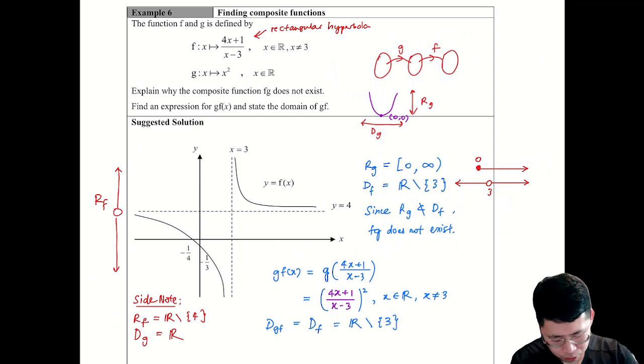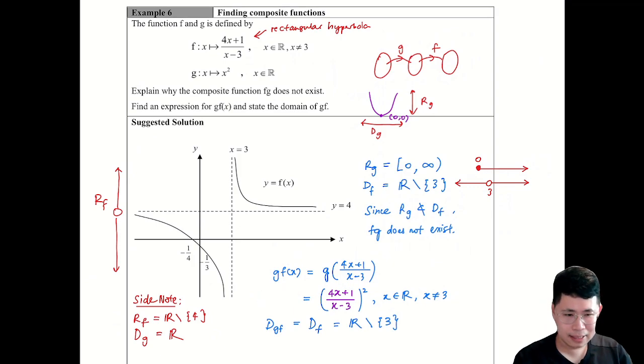And then for the domain of g, it is all the real numbers, as defined in the question over here. So is the range of f a subset of the domain of g? Yes, it's actually a smaller set. Because this is a smaller set than the other set, gf(x) will exist. So this is something for us to take note of if you want to prove that something exists.